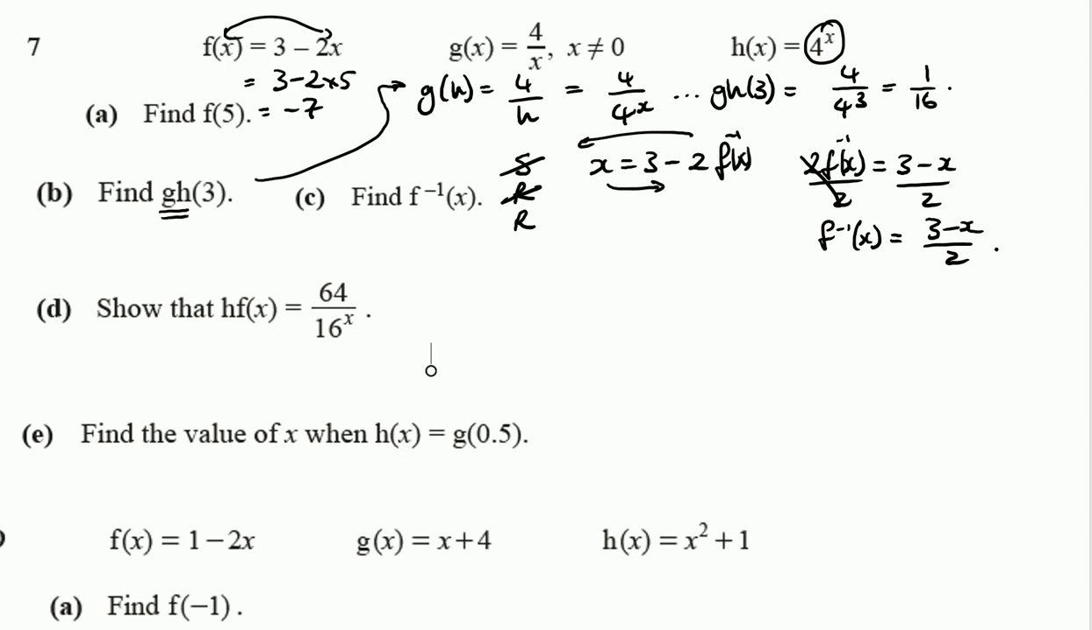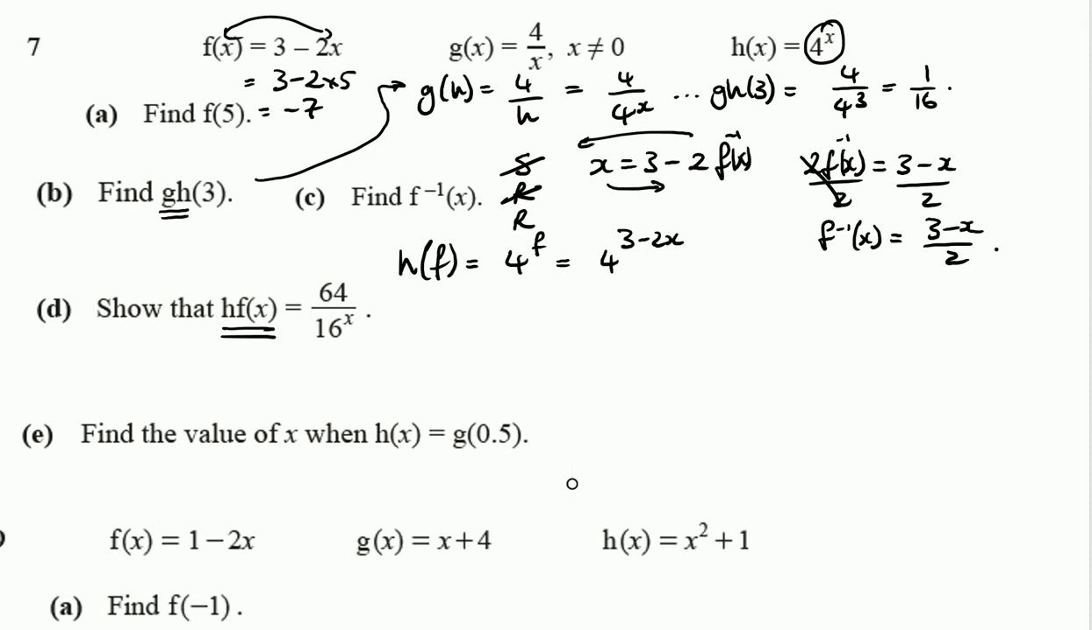Now it's asking me to show that hf of x is 64 over 16 to the power of x. This looks like it's going to be fairly complicated, and certainly might be worrying you as to where that 16 to the power of x is coming from, but I'm going to start off by doing what I always do, which is getting hf of x. So hf of x is h of f, which is 4 to the power of f, which is 4 to the power of 3 minus 2x.